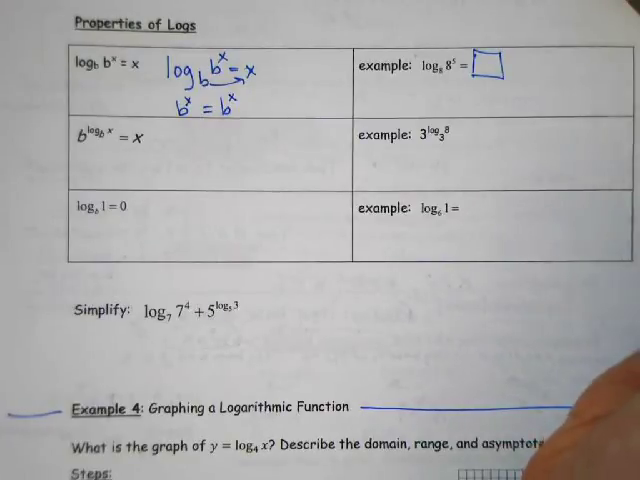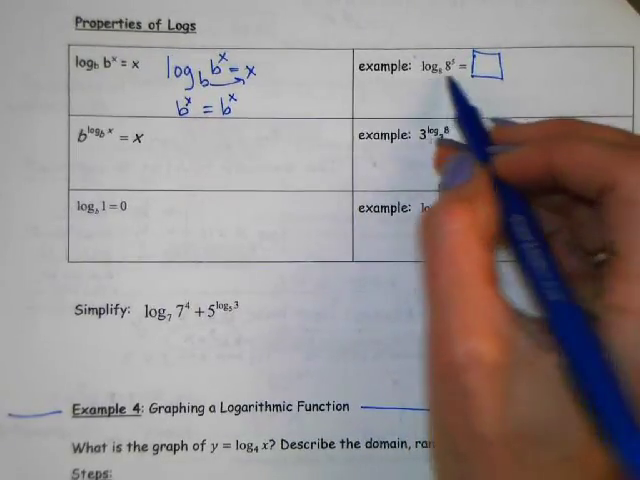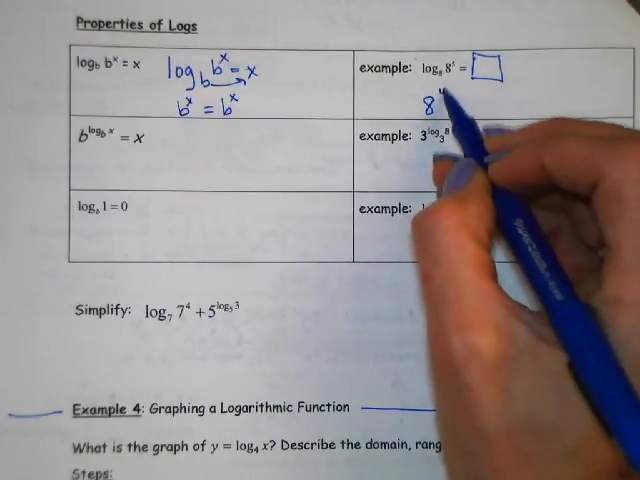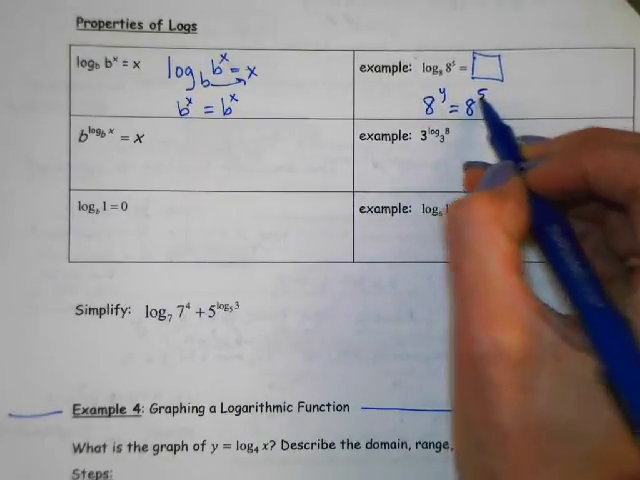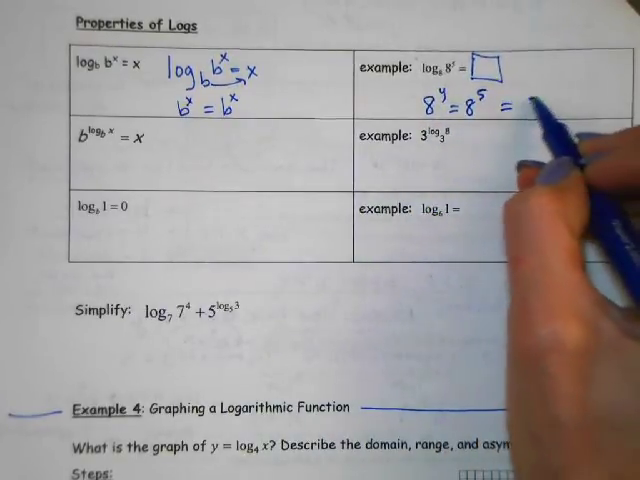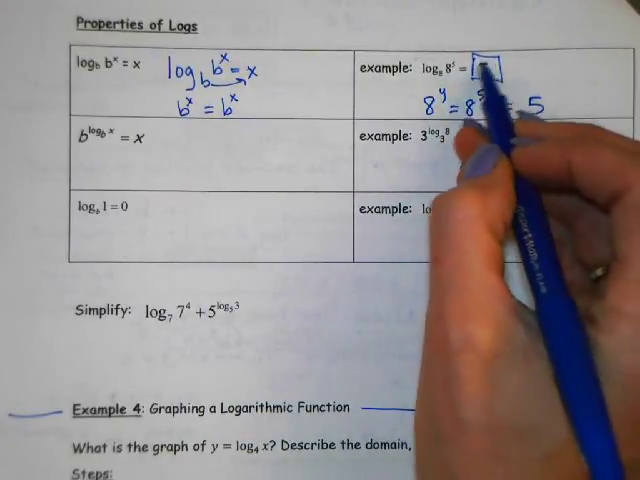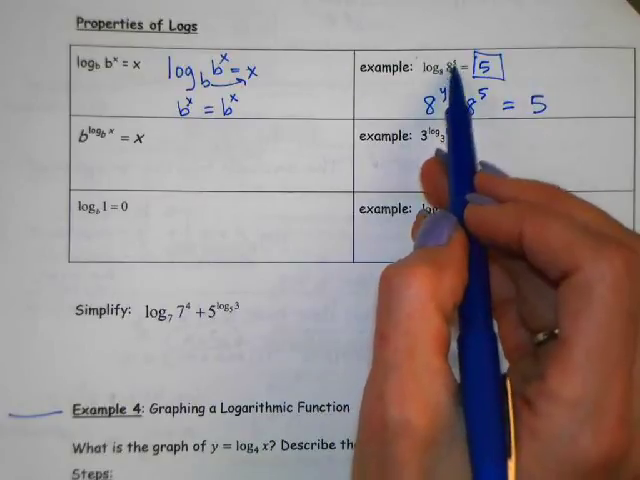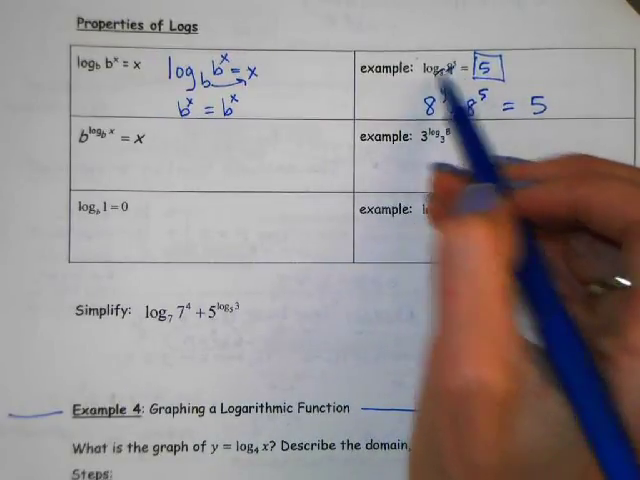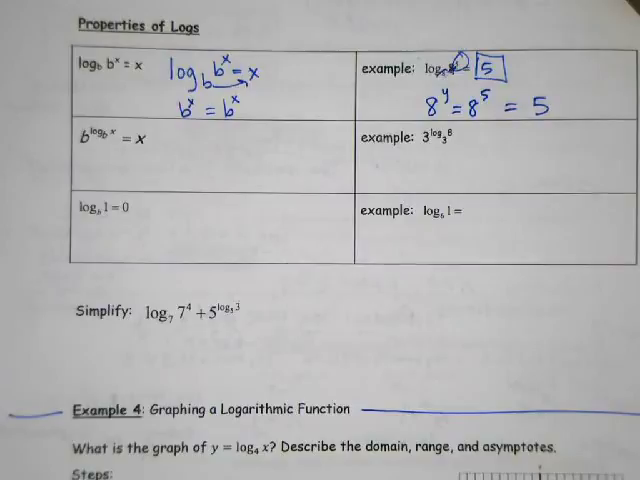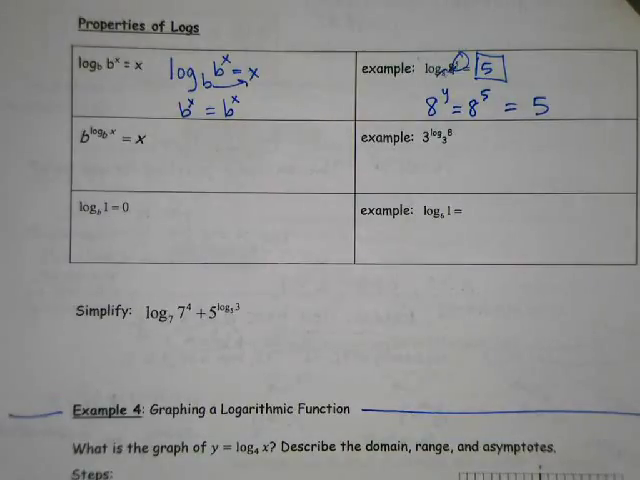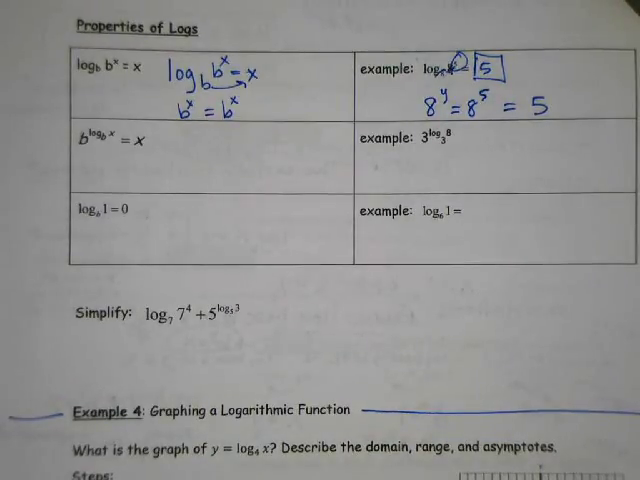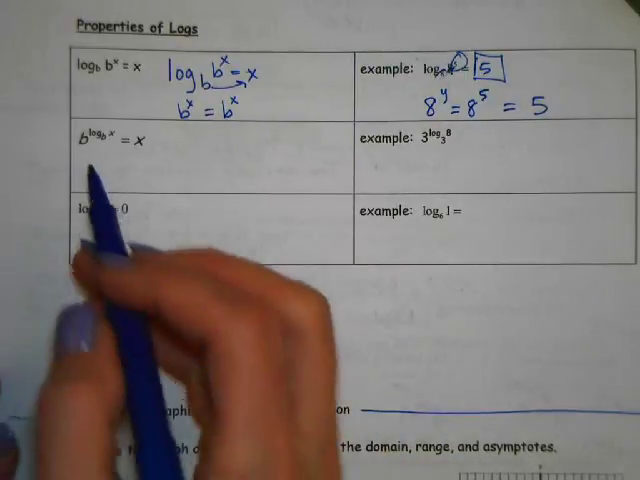Okay? So in this one here, this actually becomes 8 to the y equals 8 to the 5th, right? So my answer just becomes 5, because that makes it the same. So when you see the same base to the evaluation right here, these just kind of cross out, and then this becomes your answer. Okay? Make sense?